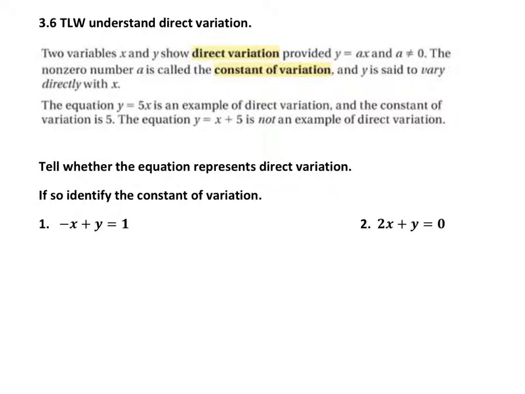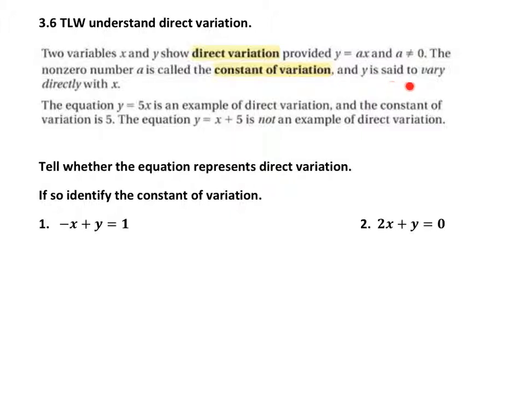Alright guys, today's goal, the learner will understand direct variation. Two variables x and y show direct variation provided y equals a times x and a is not 0. So the slope can never be 0. The non-zero number a is called the constant of variation. These are things we need to know because it might say find the constant of variation, okay?